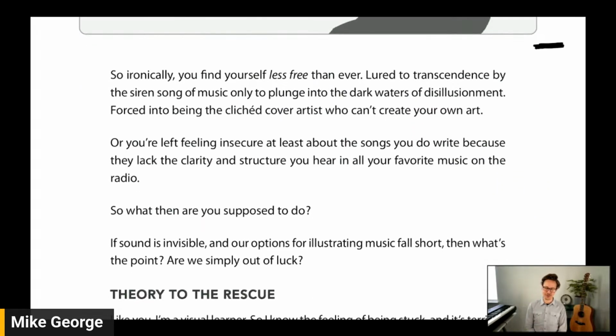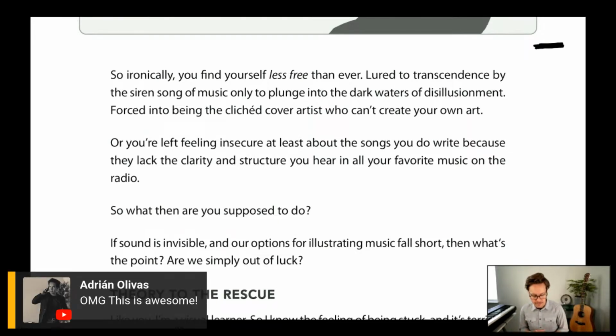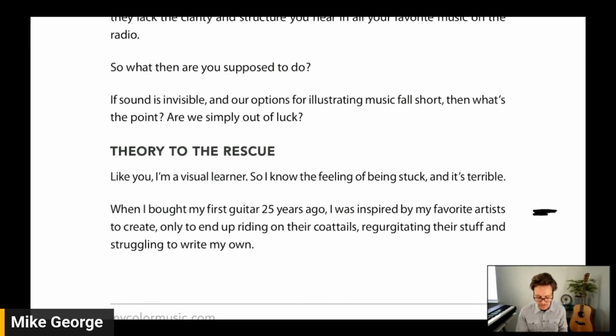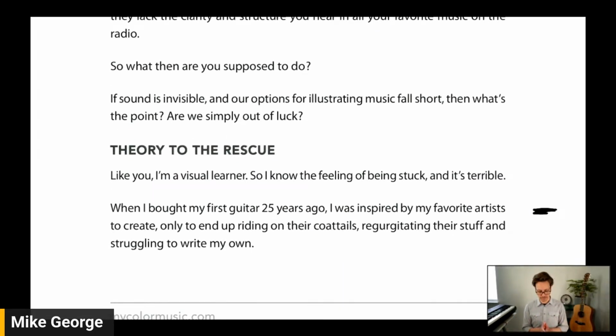Let's continue. So ironically, you find yourself less free than ever, lured to transcendence by the siren song of music, only to plunge into the dark waters of disillusionment, forced into being the cliched cover artist who can't create your own art, or left feeling insecure at least about the songs you do write because they lack the clarity and structure that you hear in all of your favorite music on the radio. So, what then are you supposed to do? If sound is invisible and your options for illustrating music fall short, then what's the point? Are we simply out of luck?